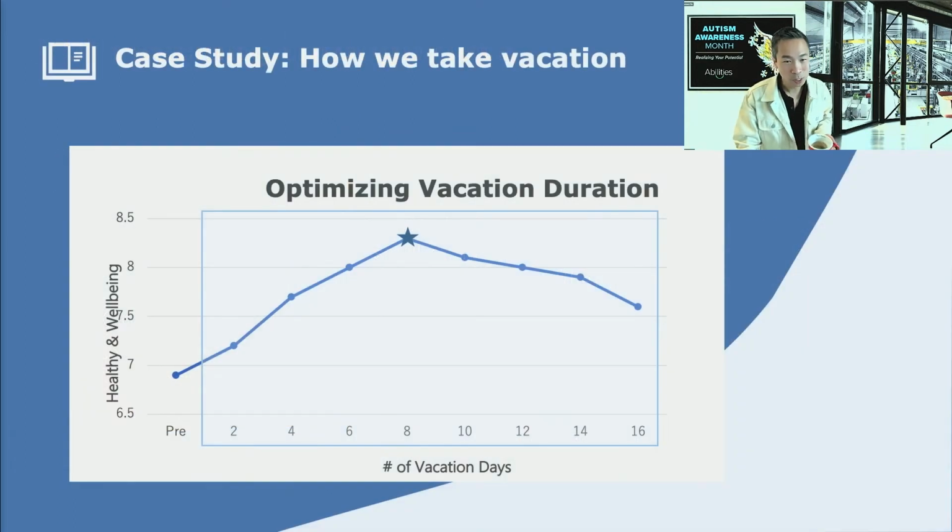So we started with values. We just saw how data can clarify disagreements. Now let's look at another case study: how we take vacation, something we can all relate to. The studies, some medical, some performance related, show that health and wellness can be optimized with a vacation stretch or duration of 8 days, 8 contiguous days.